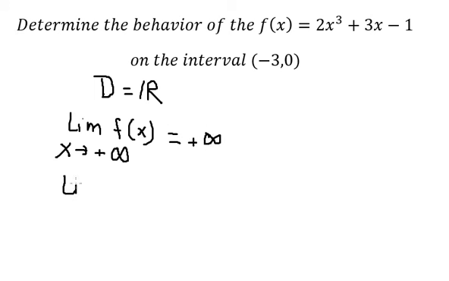The next one, when s approaches negative infinity of the function, this is the highest power, and we have number 3, which is an odd number. Number 2 is a positive coefficient. Positive with negative, we have negative infinity.